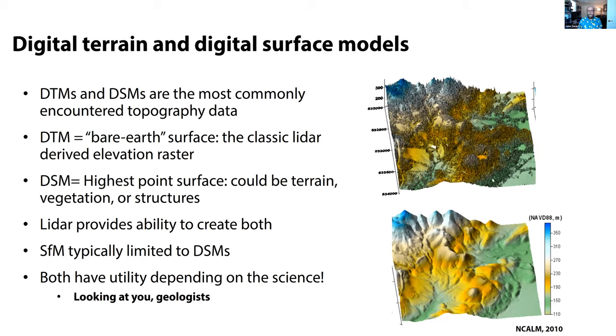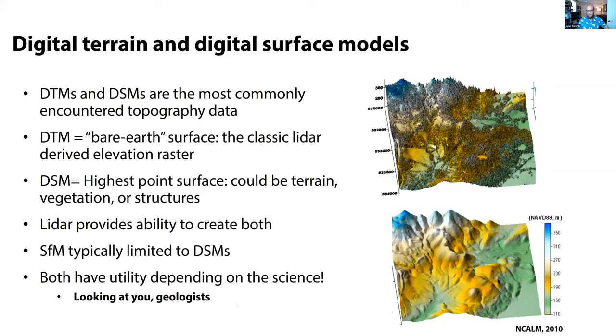With a DSM, that's what we're looking at in the upper right here. This is just the highest point structure. So this is just the highest elevation that could correspond to the terrain. It could correspond to a building, could correspond to the tree canopy, and so on. With LiDAR, we can build both of those, but with structure from motion, we're typically limited to digital surface models, although there are some interesting processing workflows you can do to try to build a terrain model. And both have utility depending on the science.